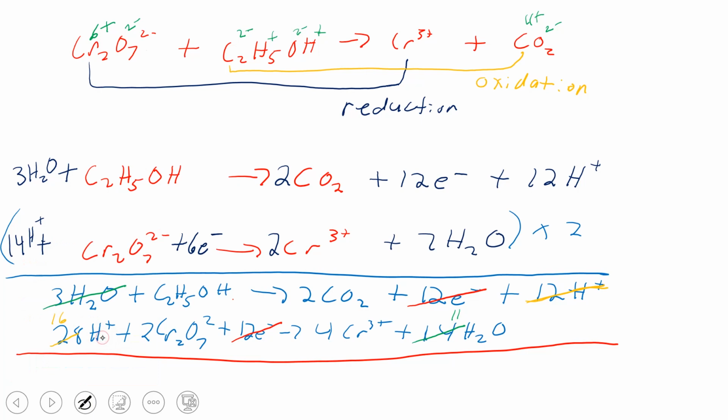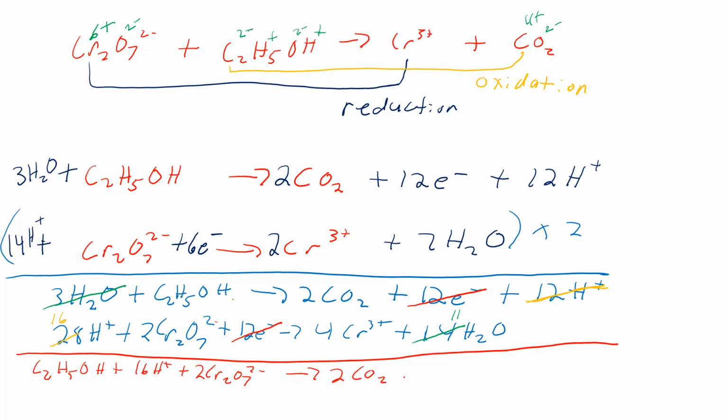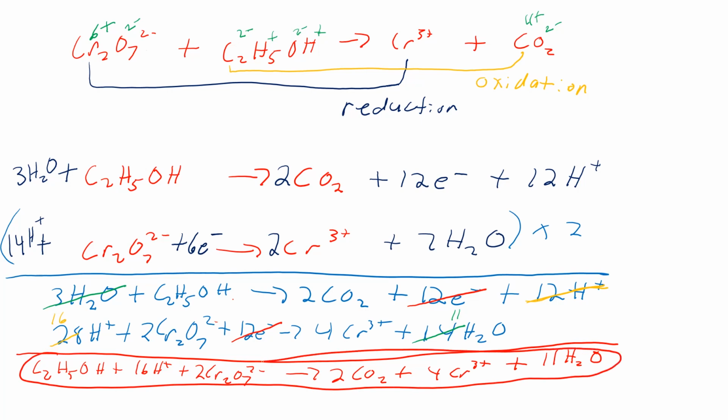So now we can copy all of this down. So we have C2H5OH plus 16 H plus plus 2 Cr2O7 2 negative gives us 2 carbon dioxide plus 4 Cr3 positive plus 11 H2O. So this is our overall cell reaction.